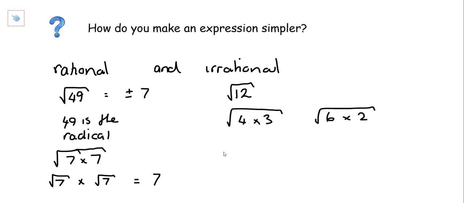So we can do the same thing again. We say we've got root 4 times root 3. Notice that 4 is a square number, so 2 times 2 is 4, so root 4 is 2. And then the 3 is still 3. So we have now a rational part and an irrational part.